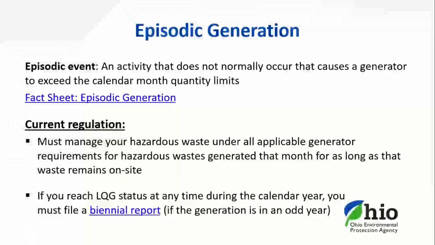Episodic generation is the term we use when a generator occasionally generates hazardous waste, occasionally fluctuates between those three categories, or if they routinely change their generator category at least once a month in a calendar year, maybe because of something like a tank cleanout. So under the current regulation, if you have an episodic event, you need to manage that hazardous waste under the applicable generator requirements for whatever category you've bumped up into. And if you reach large quantity generator status during an odd year, you need to file a biennial report in that next even year.